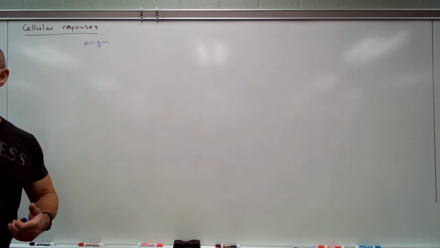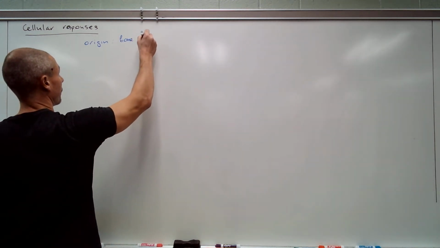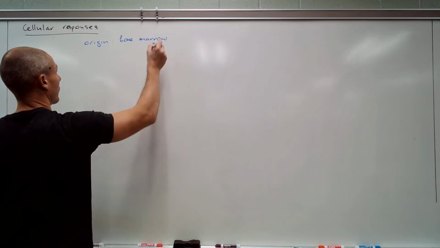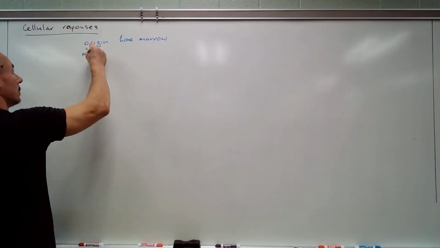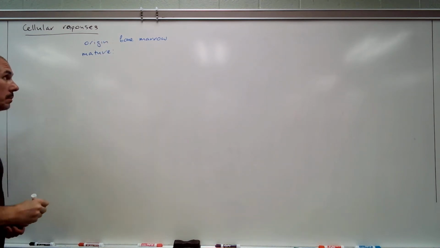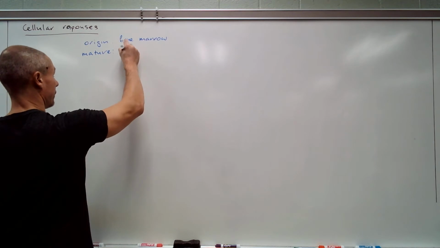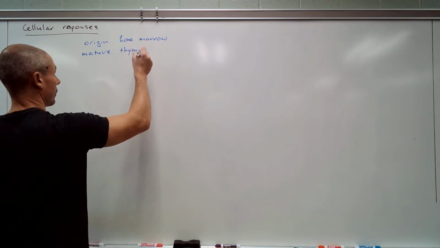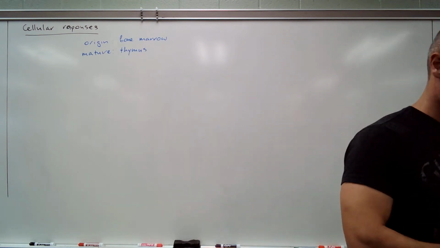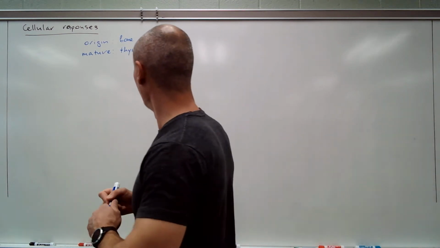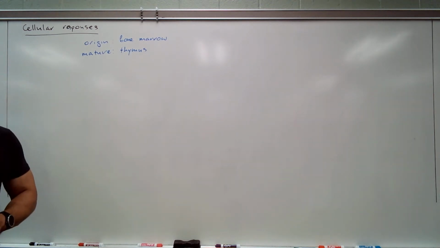originate like any proper white blood cell in the bone marrow. And then they mature, but this time they mature not in the bone marrow, but in the thymus. So what happens in the thymus? Two things that happen in the thymus are negative and positive selection.